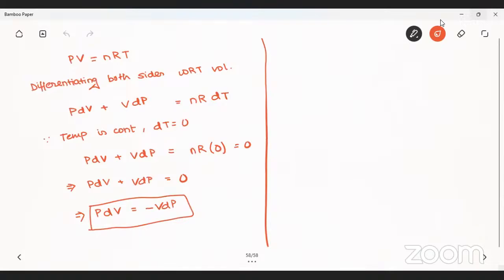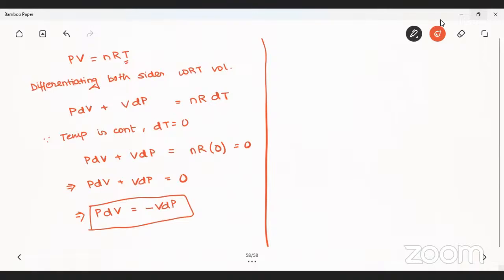Now, since you don't know about the differentiation process, I have done the differentiation here. So this is the differentiation process: PdV plus VdP is equal to nR dT. See, nR is constant, okay? In nRT, T is the only variable. So nR is the general constant, and we get the equation like this.